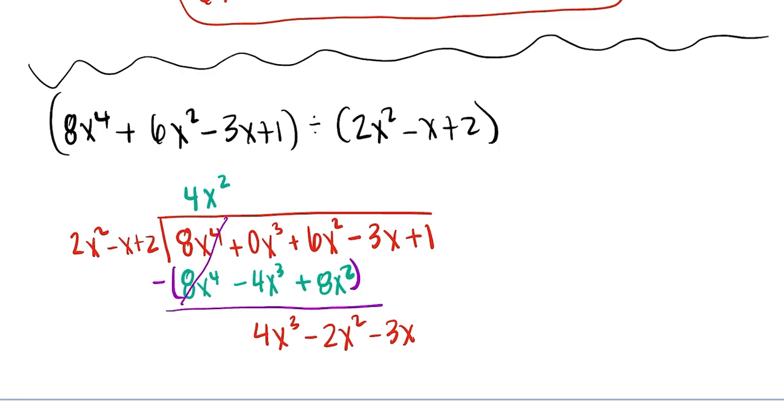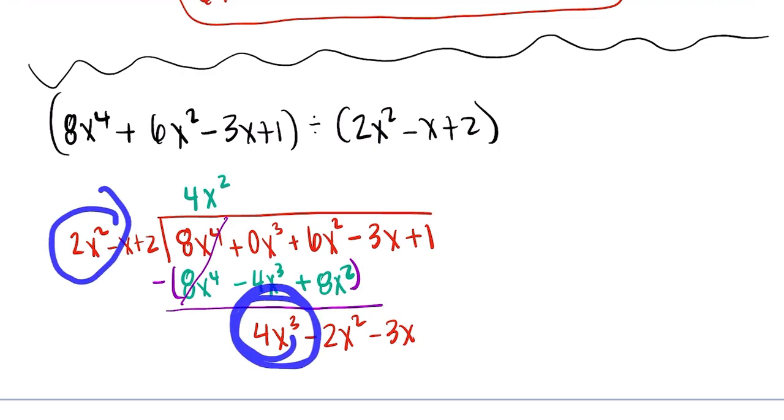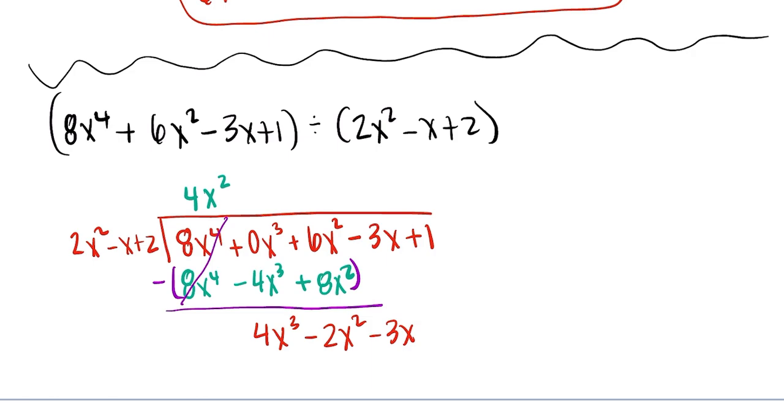And then we'll just repeat the process. I want to turn the 2x squared into the 4x cubed. What would I need to multiply 2x squared by to get 4x cubed? 2x.